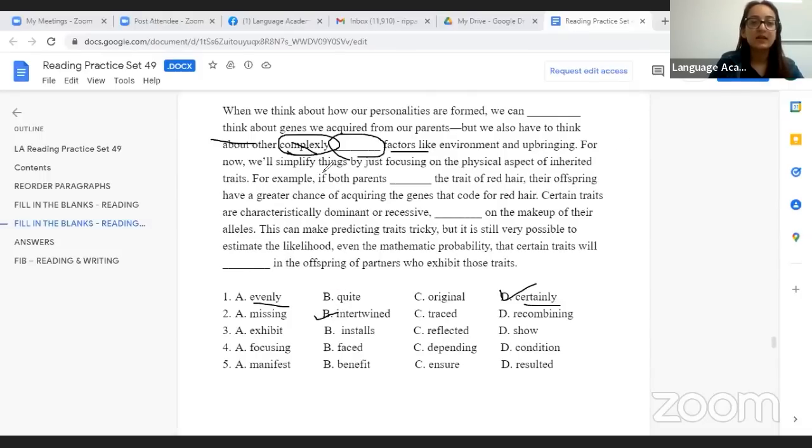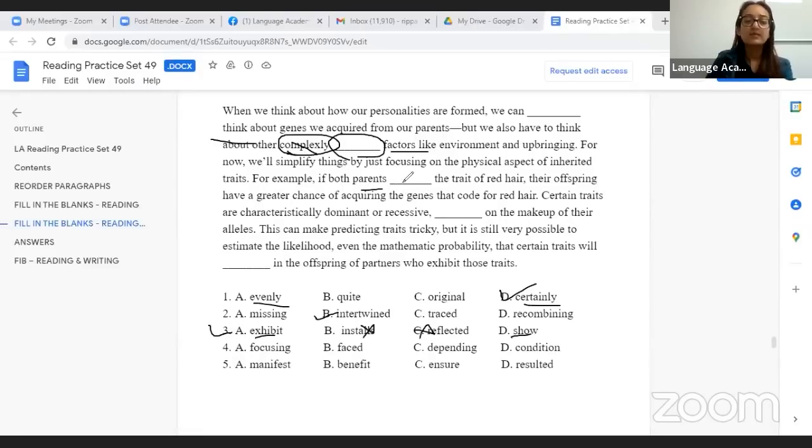For now, we will simplify things by just focusing on the physical aspect of inherited traits. For example, if both parents dash the trait of red color, their offspring have a greater chance of acquiring the genes that code for red color. So if both parents is plural, so we need a verb without s, so we can eliminate installs. We don't need past tense because we are talking about a general scenario, not a time in the past. What we are left with is exhibit and show. Both of them have the same meaning, but exhibit is a better academic version of show. So we'll go with exhibit.